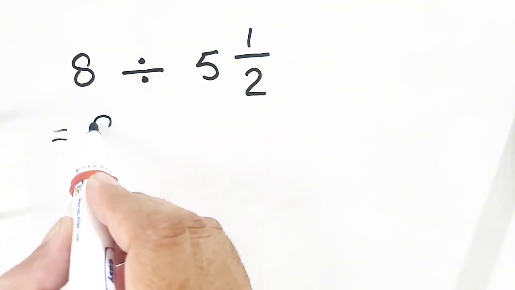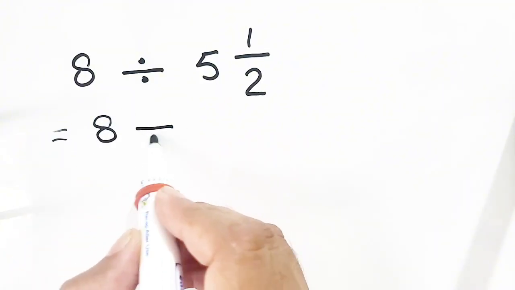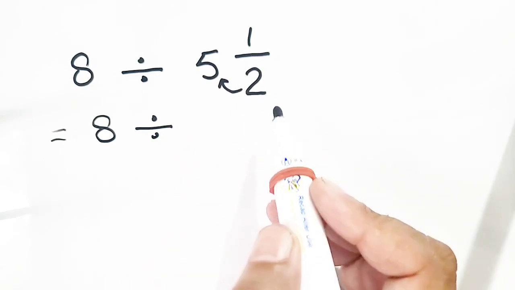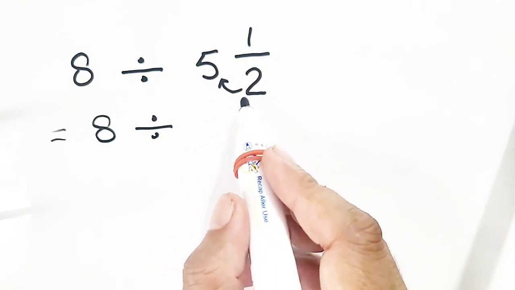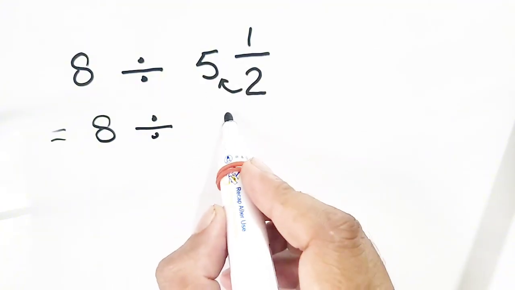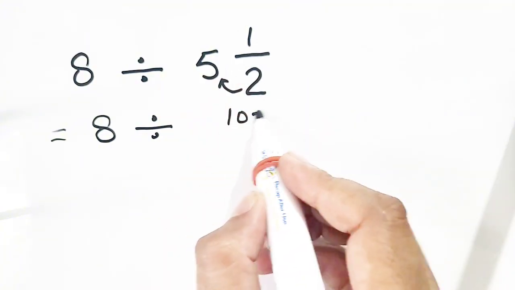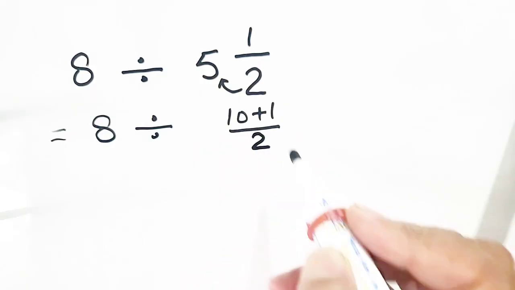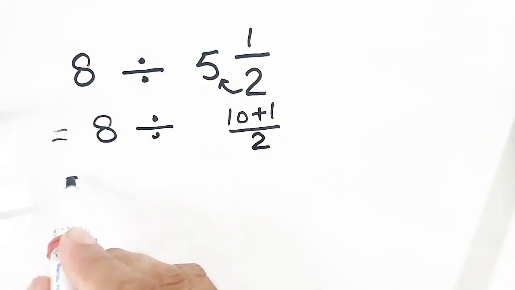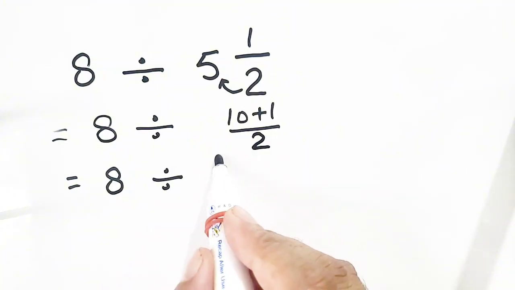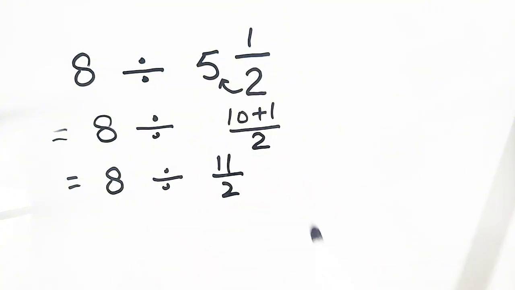So we can write it as 8 divided by, multiply these two terms, 5 multiplied by 2, it will be 10, plus 1, divided by 2. So it will become 8 divided by 11 by 2.